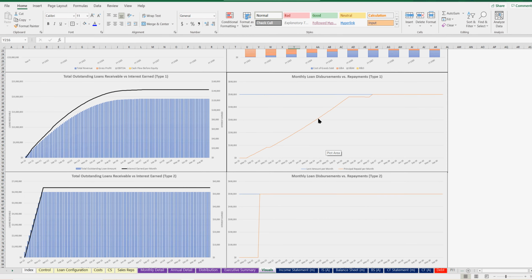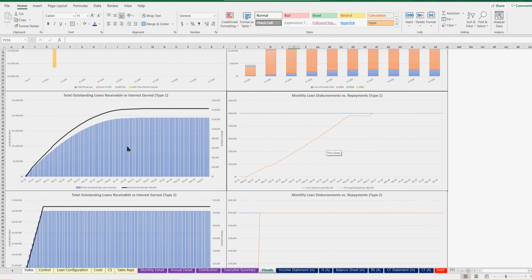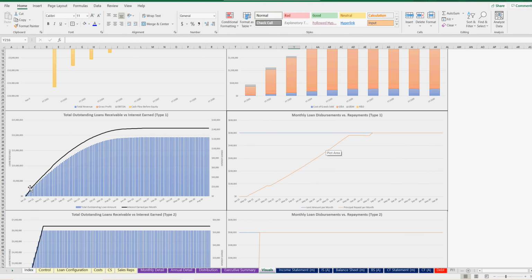Then if you go here, this is pretty cool. So what I did is you've got total outstanding loans receivable versus interest earned, and I did that for each loan type as well as consolidated. You can see the black line is how much interest revenue is earned. The bars are your total loans outstanding, so loans given out less principal collected.